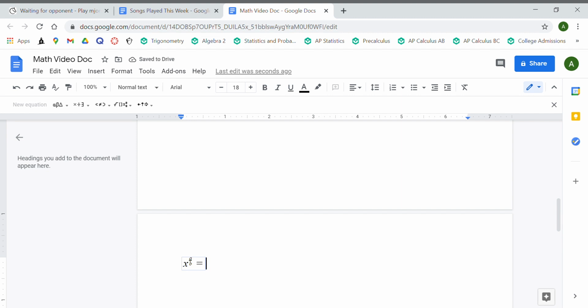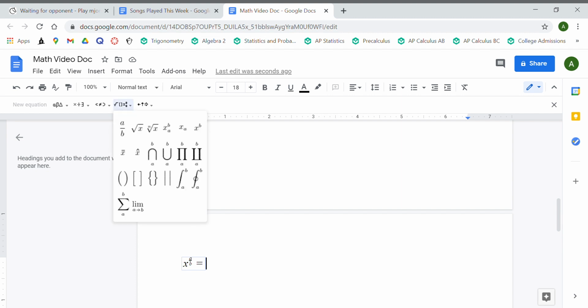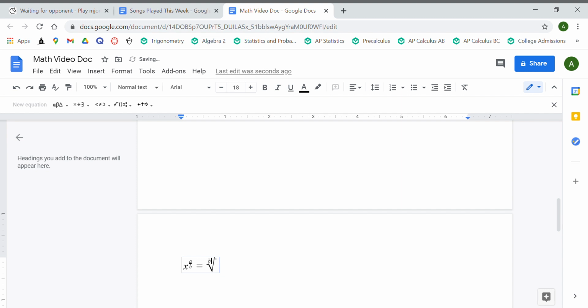Well, there is a pretty good way to simplify this. We can end up with the b root of x raised to the power of a. So if you have x to the power of a over b, you can pretty much make x a root, and make sure it's b, not a, and then whatever you get is your result raised to the power of a.